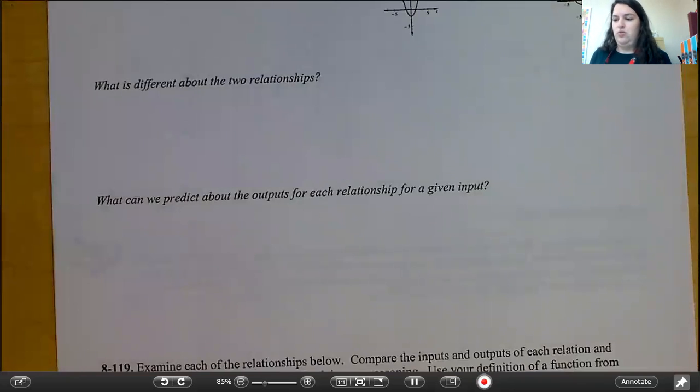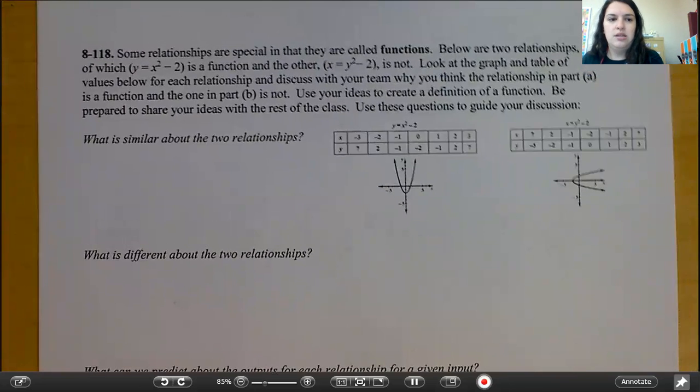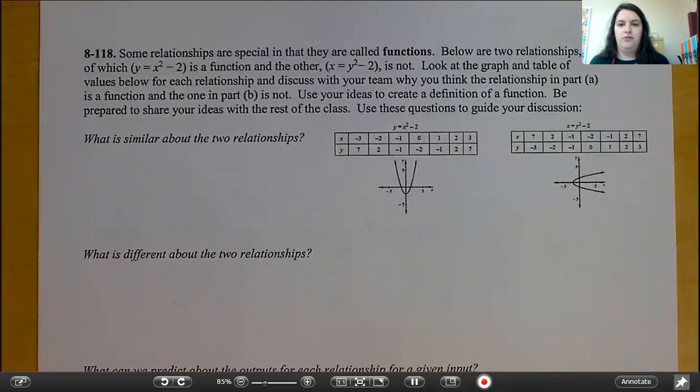So moving on to 118 now. Some relationships are special in that they are called functions. Below are two relationships, of which y equals x squared minus 2 is a function and the other, x equals y squared minus 2, is not. Look at the graph and the table of values below for each relationship and discuss with your team why you think the relationship in part A is a function and why the one in part B is not. Use your ideas to create a definition of a function. Be prepared to share your ideas with the rest of class. Use these questions to guide your discussion.